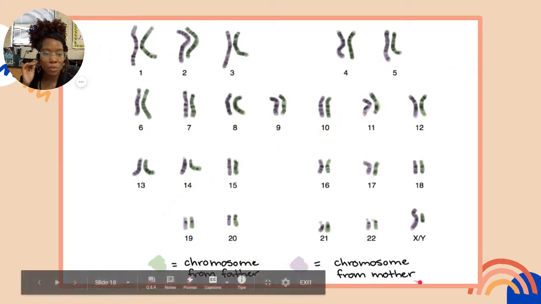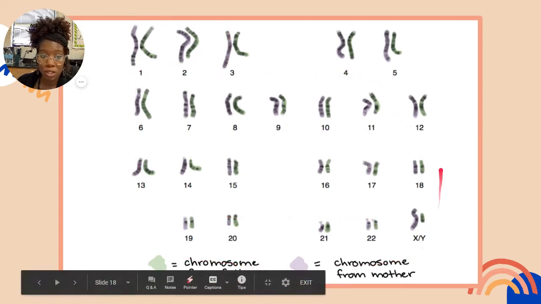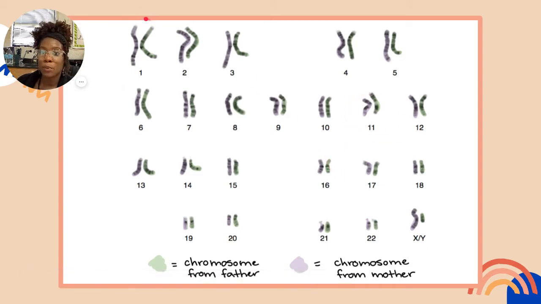You see all of your chromosomes that are present in all of your cells. You'll notice that the green are represented as chromosomes that come from your father, and the purple are the chromosomes that come from your mother. Notice that you have 46 chromosomes. Each of them has 2 copies.